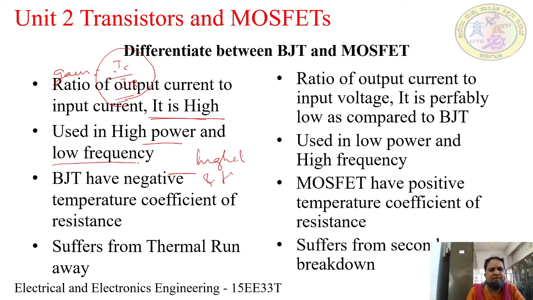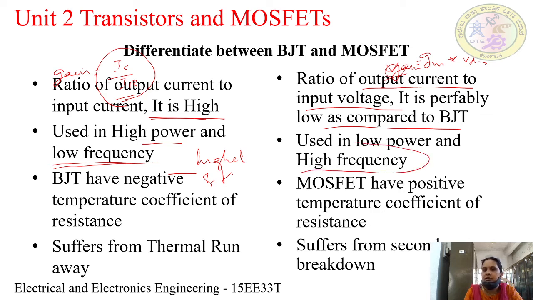Of course, BJTs are used for medium frequency, but their switching is not as good as that of MOSFETs. In the case of MOSFETs, the ratio of the output current to the input voltage is called the gain, that is the transconductance. Transconductance multiplied by VDS gives us the V0, or the gain of the MOS devices. It is preferably lower than in BJTs because we are talking only of voltages here. Because of this it is used in high frequency applications, as its switching performance is very good. In power, it is used for low or medium power.